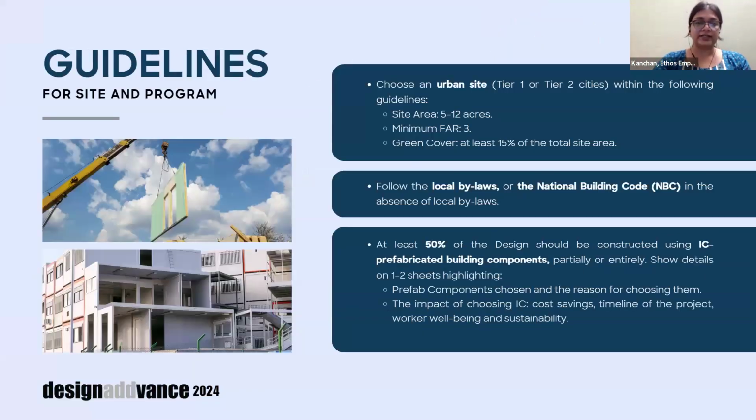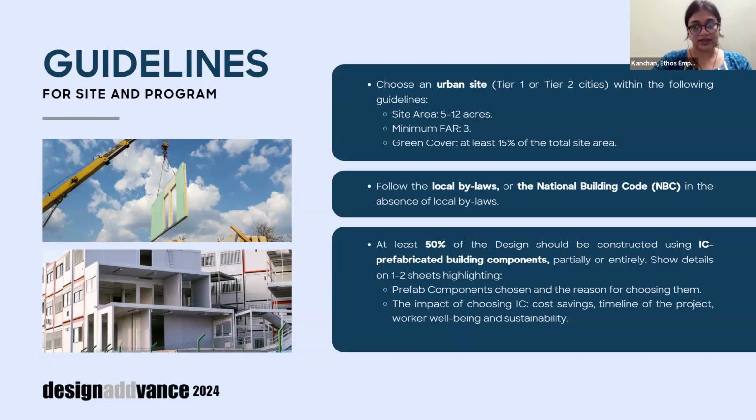Here are the competition guidelines. First of all, how to choose your site. You'll choose an urban site, which means it should be located either in a tier 1 or a tier 2 city, ideally, with the area between 5 to 12 acres, and the minimum FAR that we are looking for is 3. Ensure that the green cover is at least 15% of the total site area.